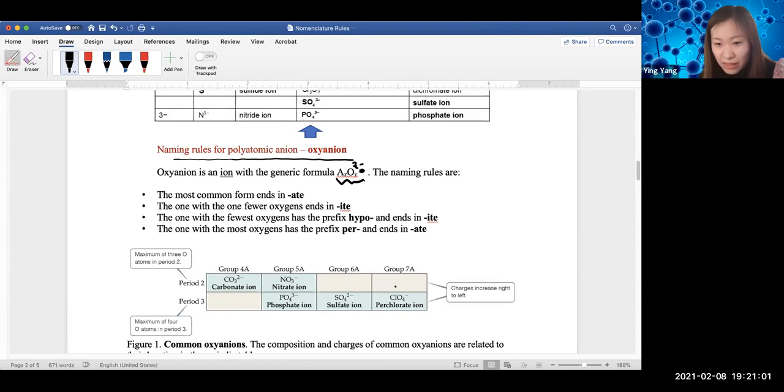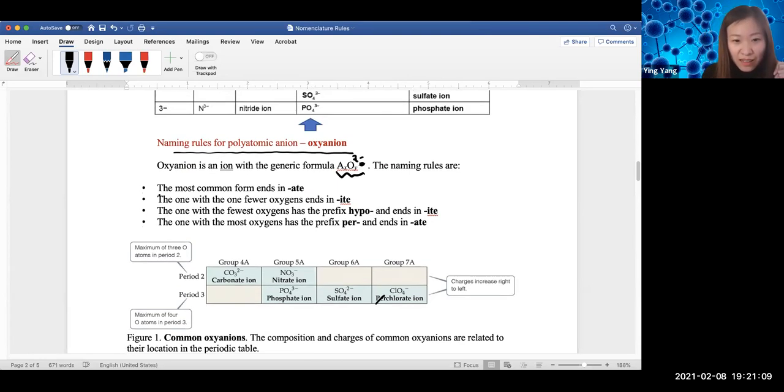And perchlorate, this is actually slightly different. Let's take a look at the rest of the naming rules. Okay, the second rule is that the one with one fewer oxygens ends in ITE, and the one with the fewest oxygens has a prefix hypo and ends in ITE. The one with the most oxygens has a prefix per and ends in ATE. Okay, pretty confusing over here, right?